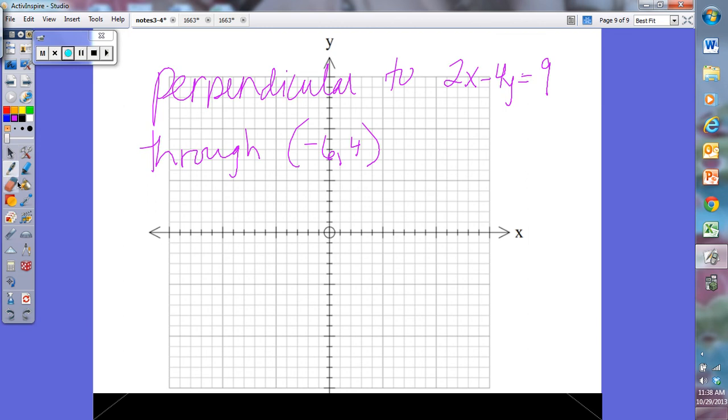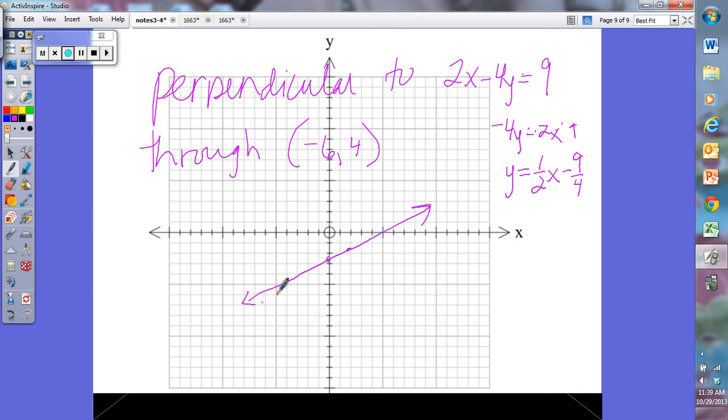Here's my graph. When I solve this equation for y, I have minus 2x, so I have negative 4y equals negative 2x plus 9. Divide by negative 4, so y equals 1/2 x minus 9/4, which is about 2 1/4. So my y-intercept's way down here, and I go up 1 over 2. So it looks like this.